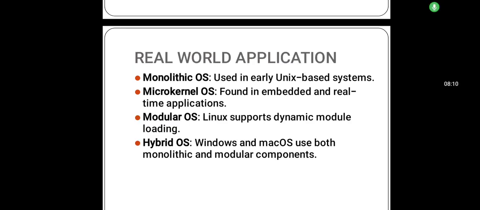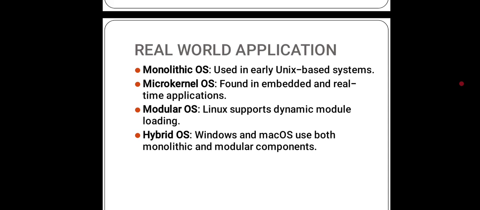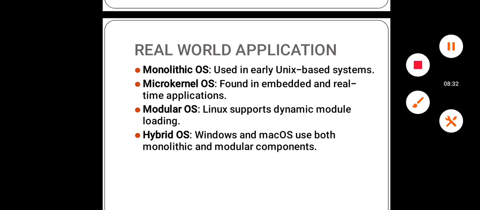And next we see the real-world application of OS system structure. Monolithic OS is used in earlier Unix-based systems. Microkernel OS is found in embedded and real-time applications. In modular OS, Linux supports dynamic module loading. In hybrid OS, Windows and Mac OS combine multiple structures.